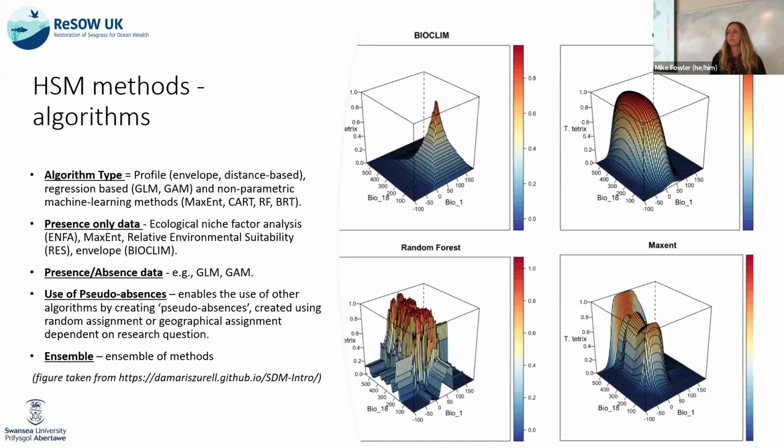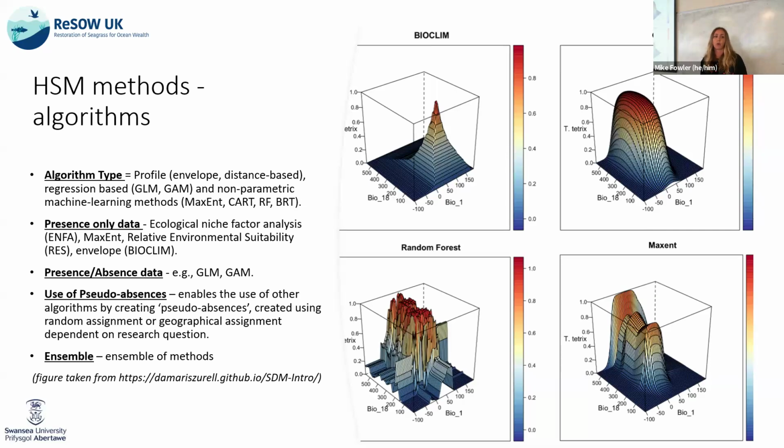So there are lots of different methods that are used for habitat suitability modelling. It's also sometimes called species distribution modelling, and lots of different types of algorithms can be used. They can be based on profile, regression, or non-parametric machine learning methods. There's loads and loads of different types out there. It depends on what kind of data you've got as to which algorithms you might want to choose.